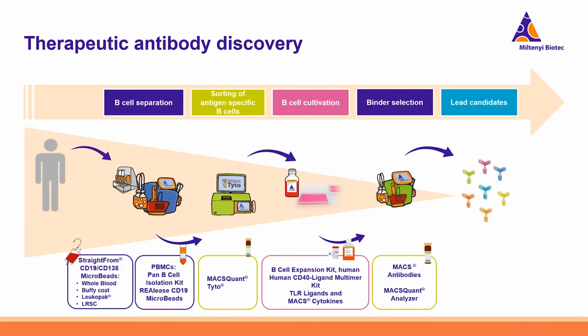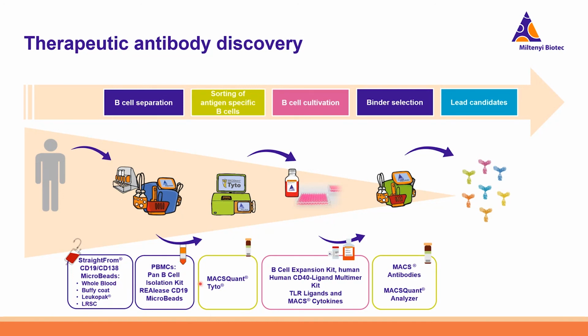So let me summarize now what solutions we have for you for this or any B cell workflow. We have a lot of different kits that you can use to isolate your B cell subset of interest, no matter which starting material you have, if you have blood products or if you're starting from PBMCs. We have different kits, and as I said, just check out our homepage or our B Cell Quick Guide to find the product that is most suitable for you.